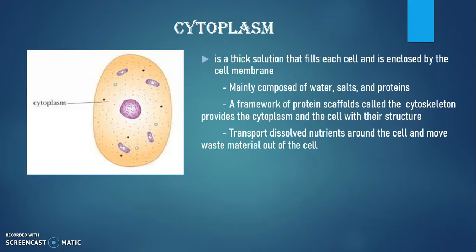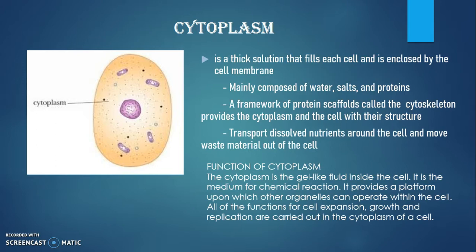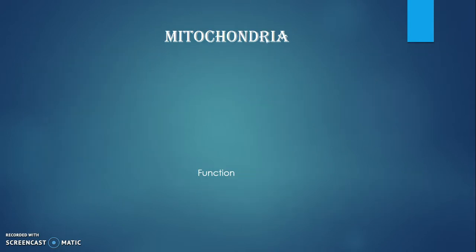Another is the cytoplasm. Cytoplasm is a thick solution that fills each cell and is enclosed by the cell membrane, mainly composed of water, salt, and protein. The framework of protein scaffold called the cytoskeleton provides the cytoplasm with structure, transports dissolved nutrients around the cell, and moves waste material out of the cell. In function, cytoplasm is like a gel fluid inside the cell. It is the medium for chemical reactions. It provides the platform upon which other organelles can operate, and cell expansion, growth, and replication are carried out in the cytoplasm of the cell.